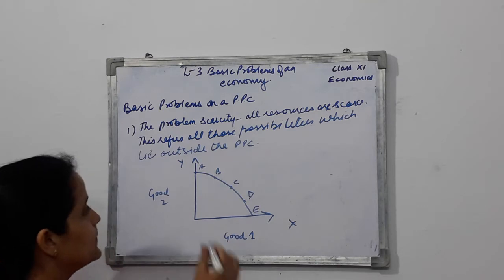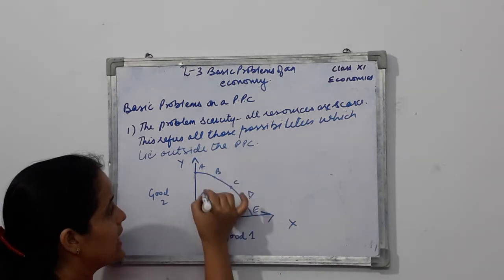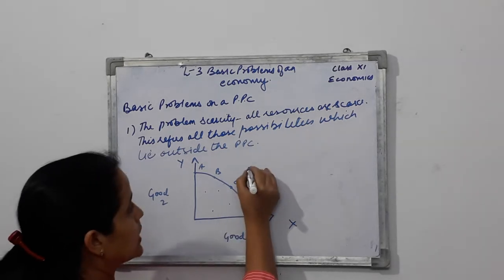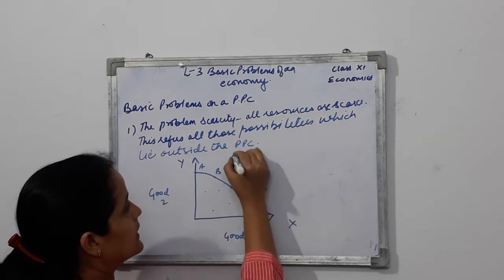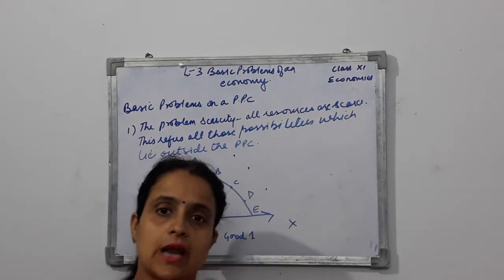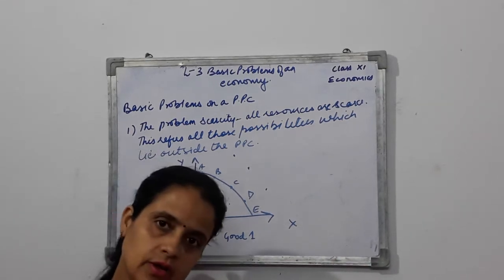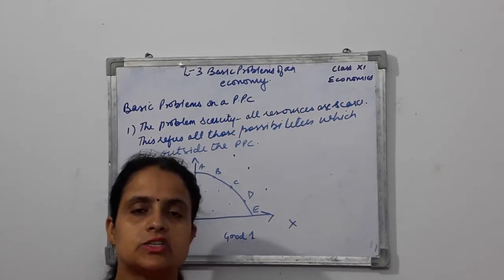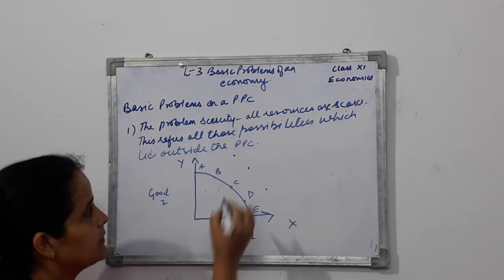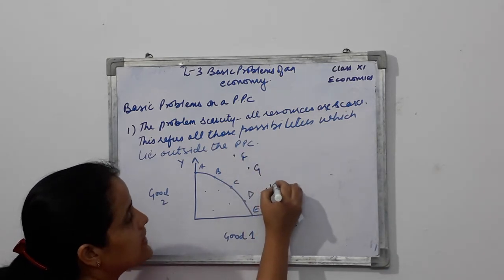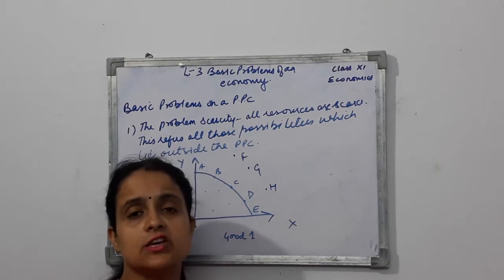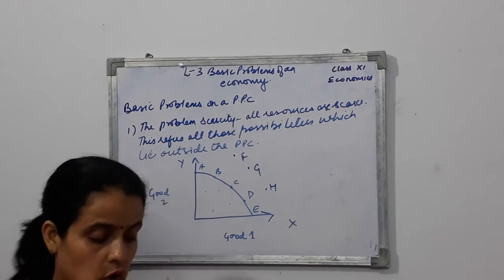These are all achievable combinations on the PPC, and inside the PPC these are also achievable combinations. But what about points lying here, lying here, lying here? So all the points which are outside the PPC cannot be achieved. Why can they not be achieved? They cannot be achieved because resources are scarce. Let's give them some names, F, G, H. Why do you think that I cannot achieve F, G and H? F, G and H are non-achievable points or non-attainable points or non-feasible points.